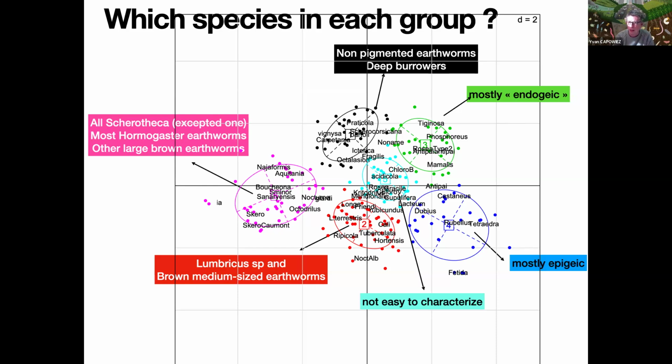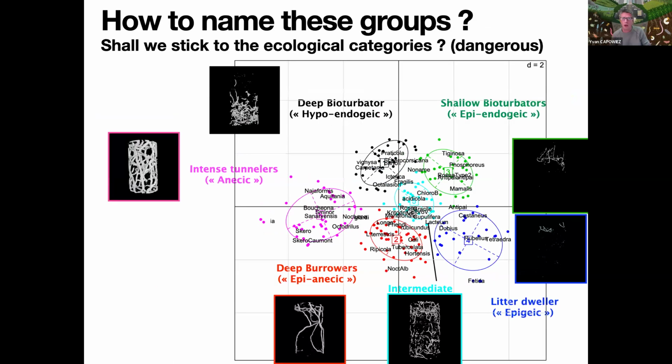The two last groups, the black one and the green one, are, well, I would say something like endogeic worms, but with a big difference between the black one that really burrows deep and the green one that burrows shallow. Okay. And now, if we want to validate and to use these functional groups based on bioturbation, we need to find new terms.